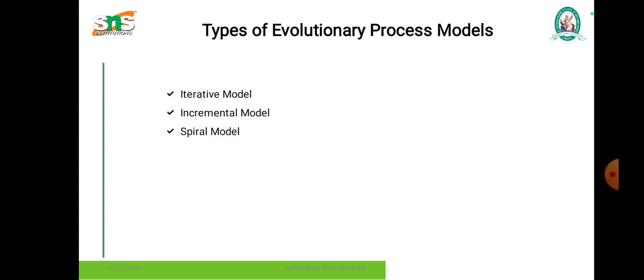Next is the types of evolutionary process model. It is classified into three types: iterative model, incremental model, and spiral model. Let's discuss them one by one. The first one is the iterative model.